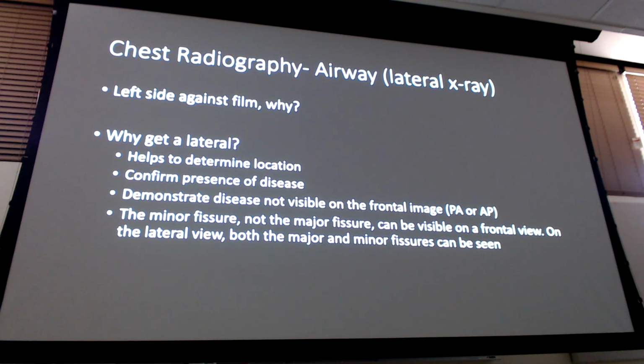We've already covered all this, but here's another one for you. Left side against the film, we talked about why, right? Against the heart and the great vessels, as close to the film as possible to decrease that magnification, because all that's on the left-hand side. We get the lateral to help determine the location of the abnormality and confirm the presence of the disease, right? Demonstrate the presence of disease that's not visible on the PA, so find all those areas that we can't see, okay? It talks about the fissures being visible.